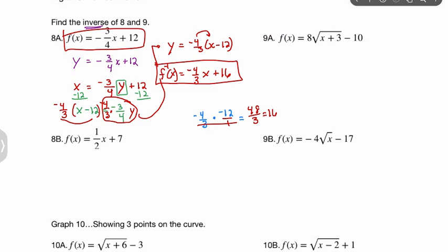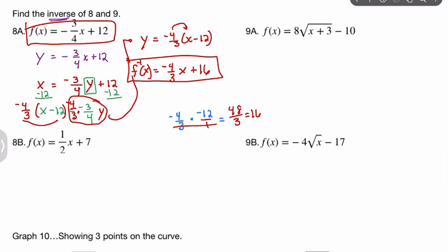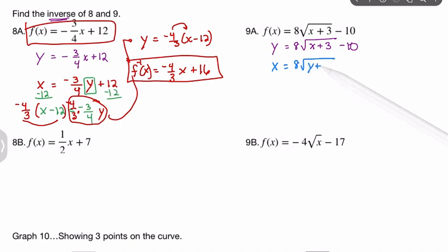Okie doke, let's do 9a now. 9a is the same thing. I'm going to erase this little scratch work I did to figure out that product. So let's see here. I'm going to go y equals 8 root x plus 3 minus 10. I'm going to flip-flop my x and y. I'm going to solve for y, so I'm going to add 10, just like I added on that 12 first. So I get x plus 10 equals 8 root y plus 3.